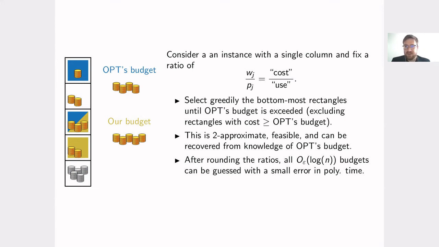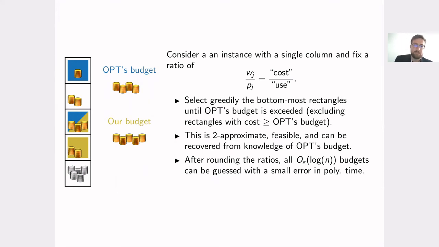And on the other hand, this solution can be at most twice as expensive as opt, because we will pick squares as long as we are below opt, and then we may take one square in addition to that, and this square might again be as costly as opt's budget. So we are at most at 2 times opt's budget.